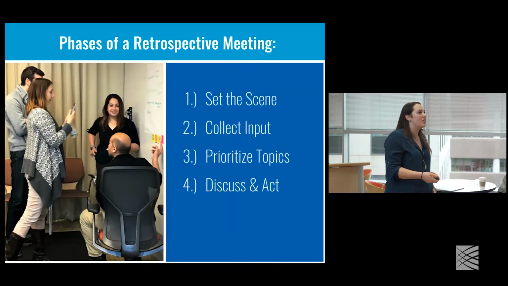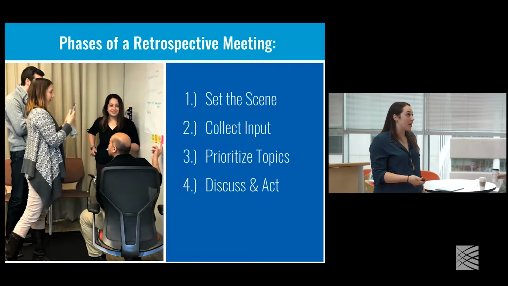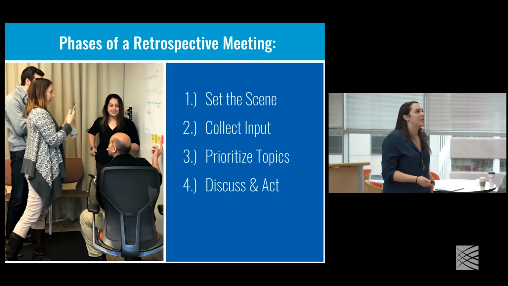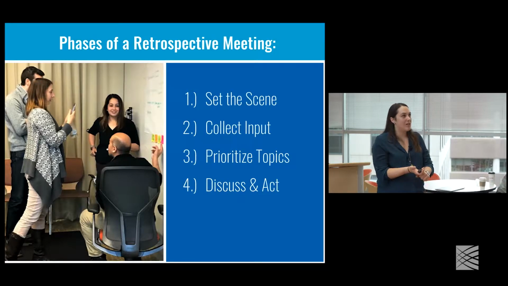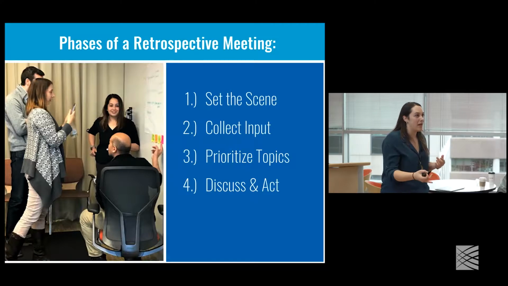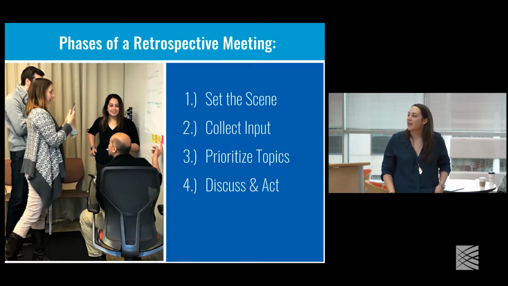So you look at your prioritization, take your highest prioritized thing, and jump in and talk about it and say, okay, so what's happened around this particular thing, and what can we do to change it? What can we act on to make this better, to change our situation?